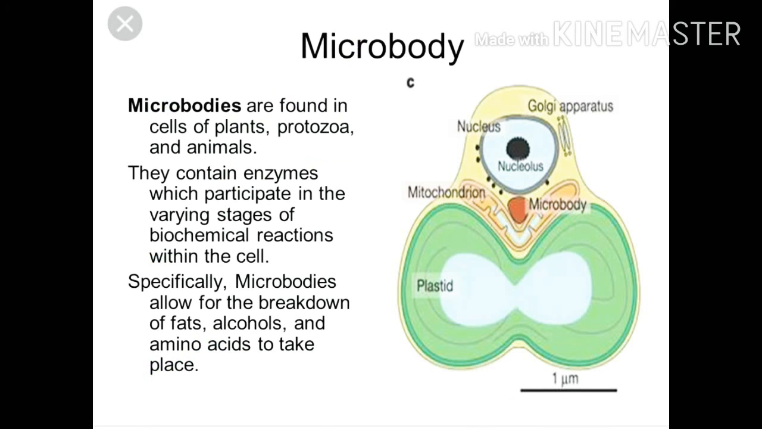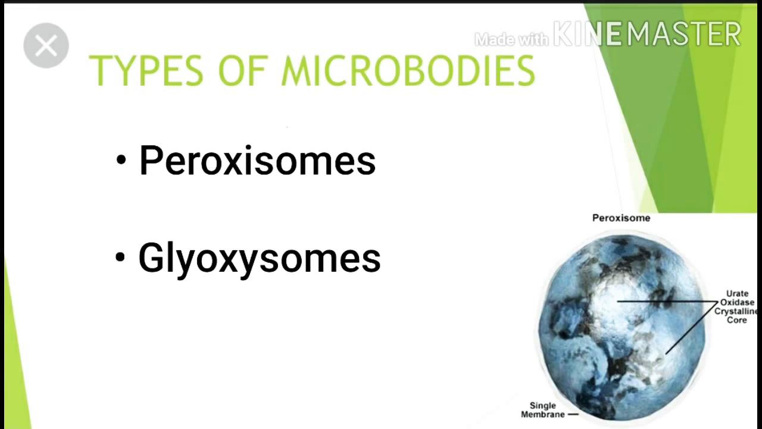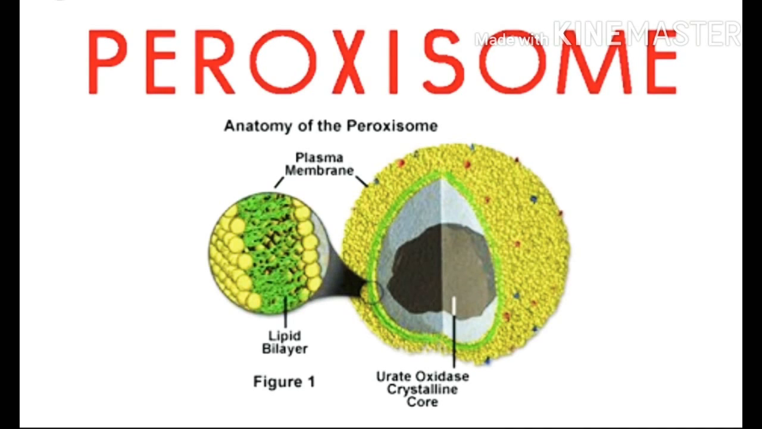Now the next structure present in the cytoplasm of the cell is microbodies. Now what are these microbodies? These microbodies are small organelles which take part in oxidation processes. Exactly, these microbodies are of two types. First is peroxisomes and second is glyoxysomes. What are peroxisomes? Peroxisomes are single membrane bound structures which are found in both plant and animal cells.